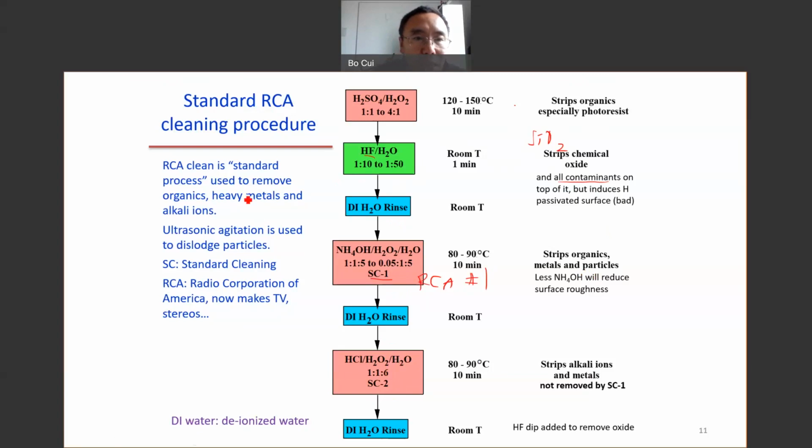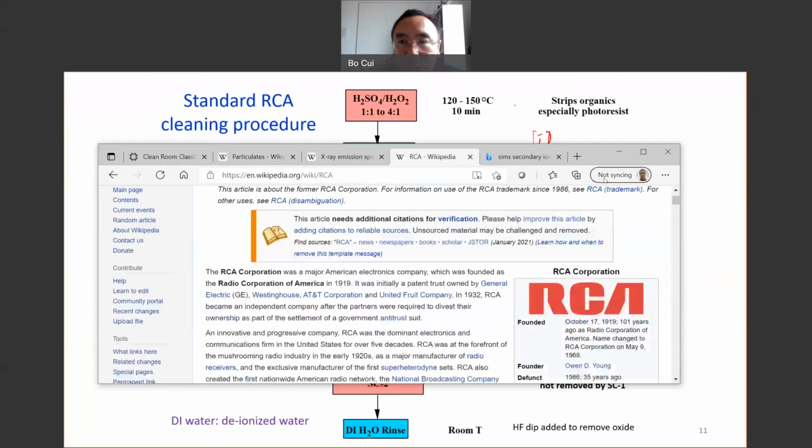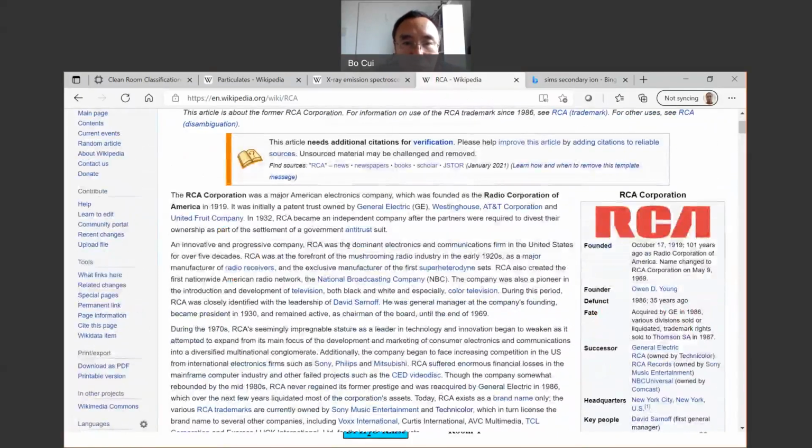RCA is the Radio Corporation of America. This has to be a really big company. You can see this is RCA history. This company was a dominant electronics and communication company in the United States for 50 years, from 1920 to the 1970s. In the 1960s, it also worked on the integrated circuit. That's why they developed this RCA cleaning process.